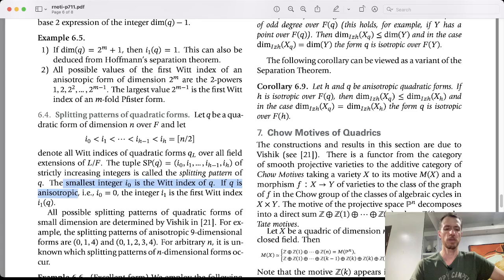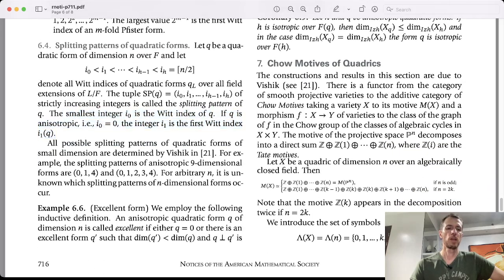If Q is anisotropic, i.e. i0 equals 0, the integer i1 is the first Witt index of Q. All possible splitting patterns of quadratic forms of small dimension are determined by Vishik in reference 21. For example, the splitting patterns of anisotropic 9-dimensional forms are 0, 1, 4 and 0, 1, 2, 3, 4. For arbitrary n, it is unknown which splitting patterns of n-dimensional forms occur.